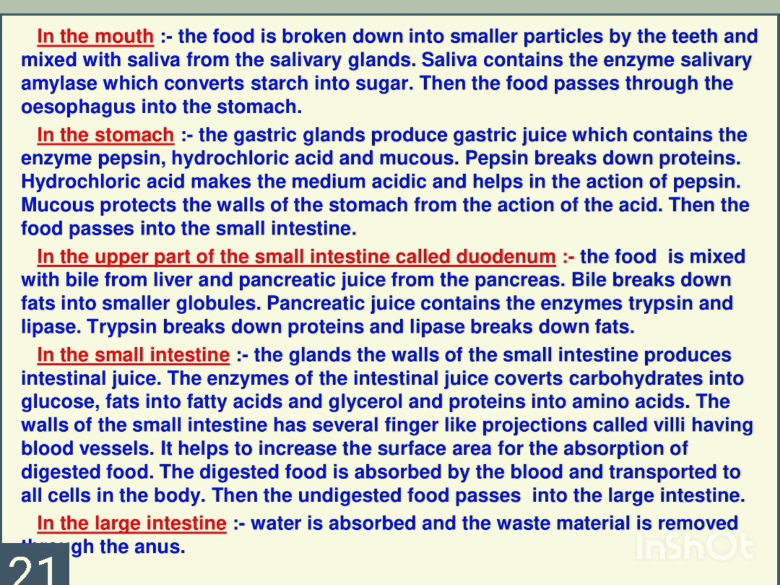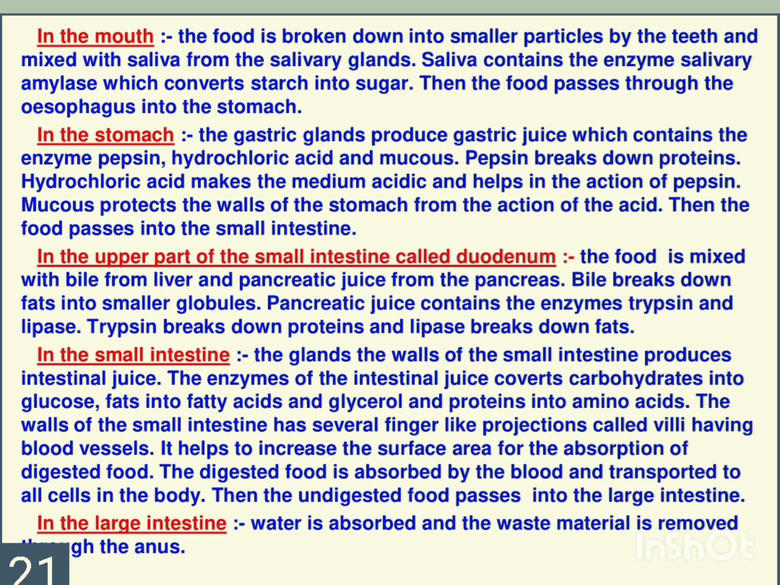What does the pepsin do? An important function of pepsin is that it will break down proteins. Hydrochloric acid makes the medium acidic and helps in the action of pepsin. So here, hydrochloric acid makes the acidic medium and helps the action of pepsin. What does the mucus do?